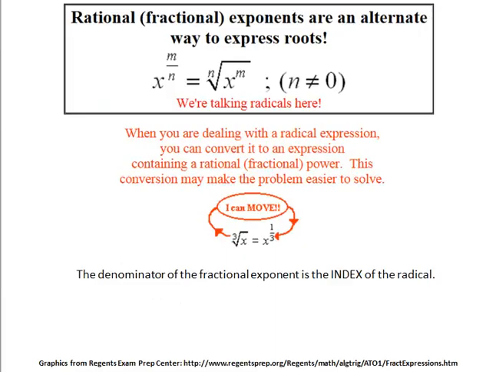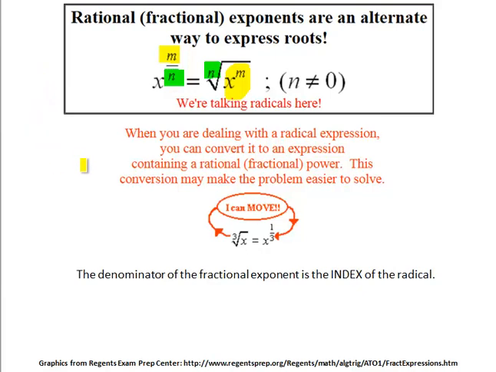So here is something I want you to really pay attention to in your notes. Here it talks about rational or fractional exponents are an alternate way to express roots. So here you have an example of x to the m over n, and here there is the denominator and there is the index. The numerator belongs inside for the moment with that variable there. And remember, you can never have a 0 here because we can't divide by 0.